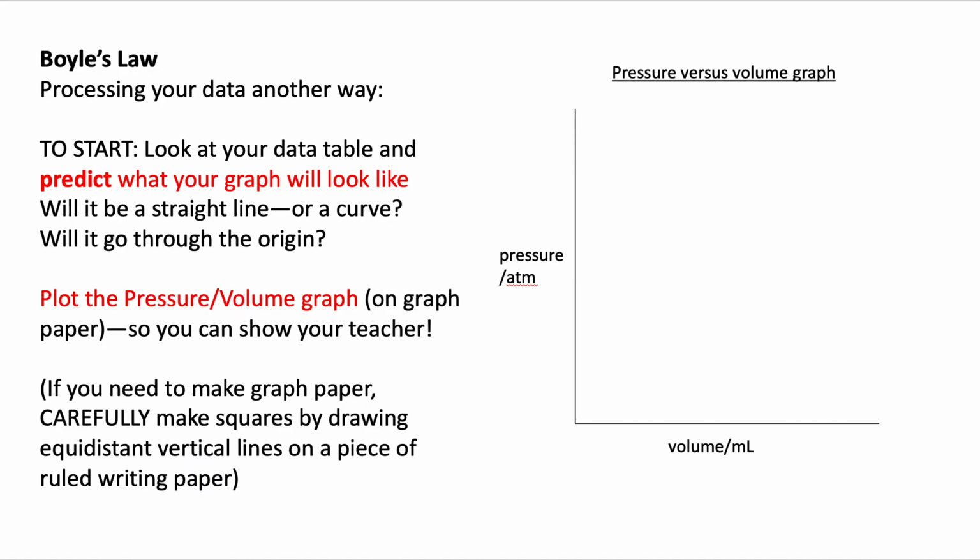We're going on to draw a graph. Start by looking at your data table and predict what your graph would look like. Straight line, curve? Will it go through the origin? Work through that before you start plotting your numbers. And if by some chance you're at home and haven't got graph paper, if you've got lined paper, turn it into squares. So a little bit of measurement and accurate drawing, otherwise your graph will not be as helpful as it can be.